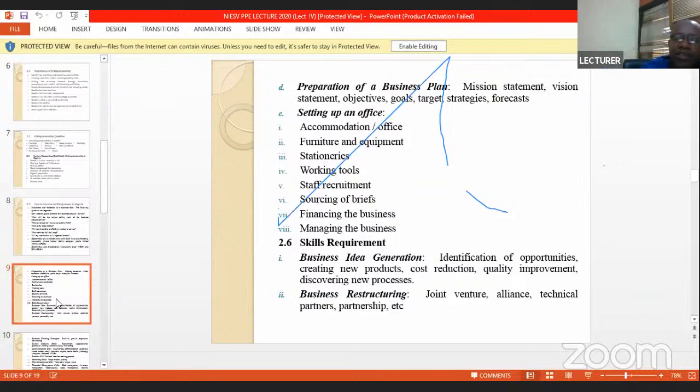Then stationaries. You need to buy stationaries that can help you work. Working tools in the office. You need to buy up some working tools, some computers. This is the computer age. All your workers must be good in working with the computer. Same thing with other hand tools. Apart from computers, there are other office equipment that are regarded as hand tools.